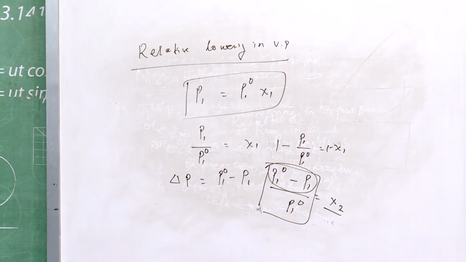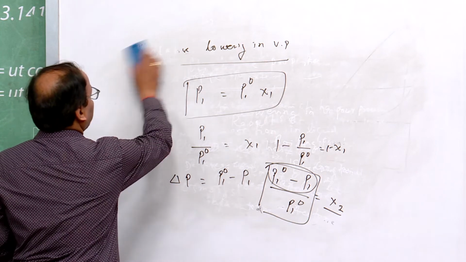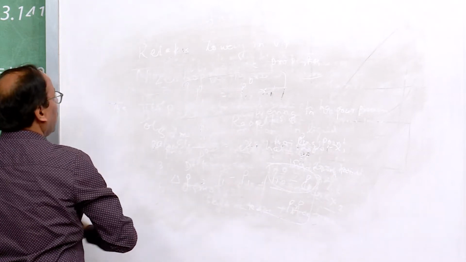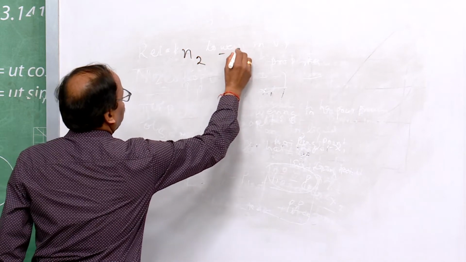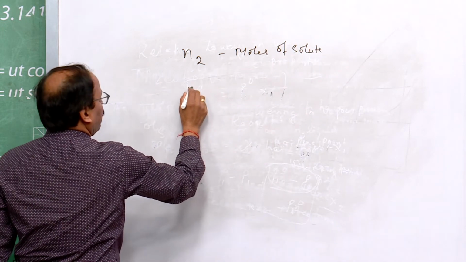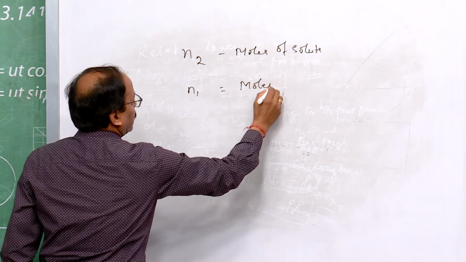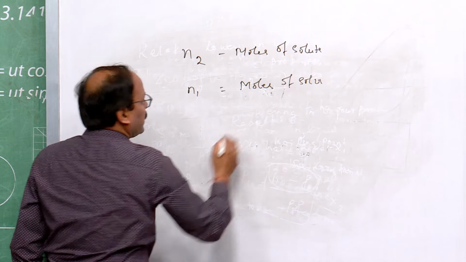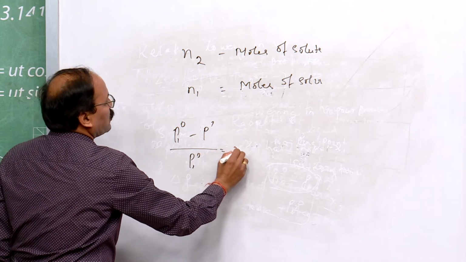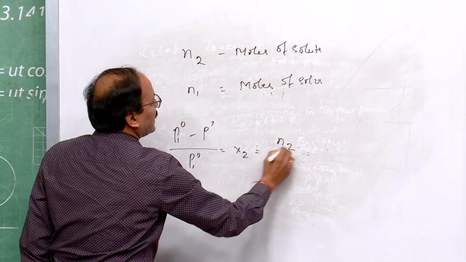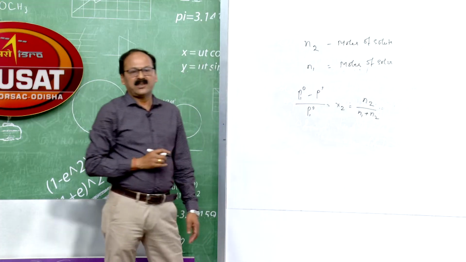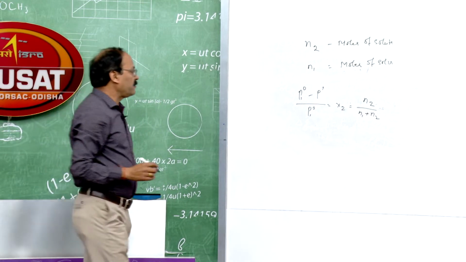Suppose n2 moles of solute are dissolved in n1 moles of solvent. Then we have (P1⁰ minus P1) divided by P1⁰ is equal to x2, which will be equal to n2 divided by (n1 plus n2). This is the relative lowering in vapor pressure.